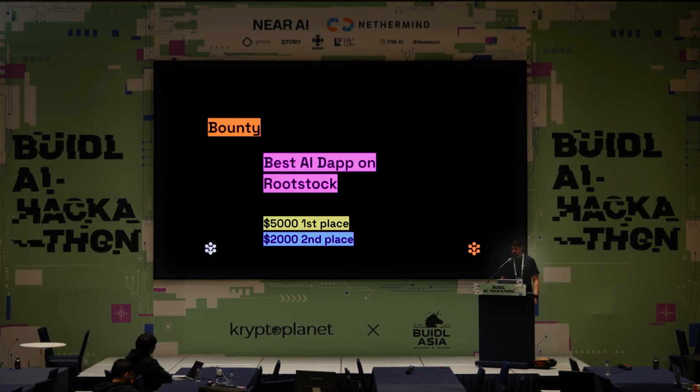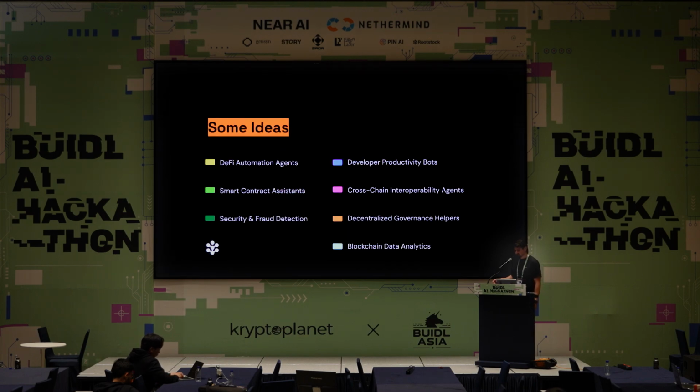So what is the bounty for this hackathon? We are looking for the best AI dApp on Rootstock, and we have $5,000 for first place and $2,000 for second place. Some examples could be DeFi automation agents, developer productivity bots, maybe smart contract assistants, decentralized governance helpers, cross-chain interoperability agents, maybe data analytics. Anything you can think of that integrates AI is going to be part of this bounty. Of course, you can come to us anytime and ask. You can validate your idea, and we will talk about it. But these are just some ideas, and you can explore a little bit more.